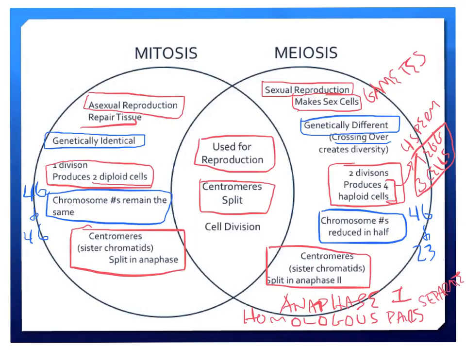Both are very important. Mitosis has very little diversity and genetic difference that comes out of it. It is very important for asexual reproduction and growth. Meiosis is essential for sexual reproduction because it produces those gametes or sex cells that will end up merging in the process of fertilization.